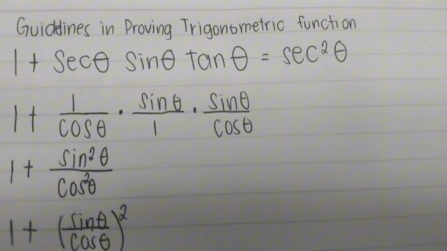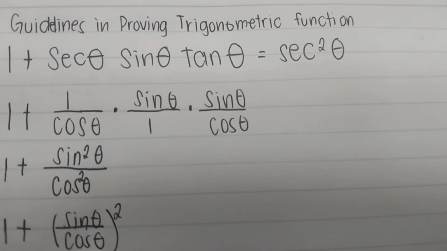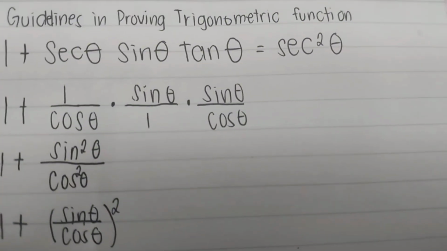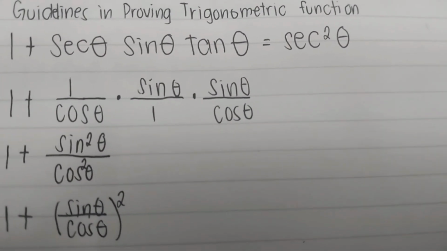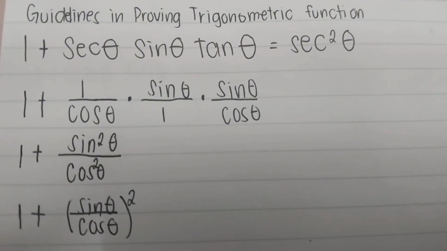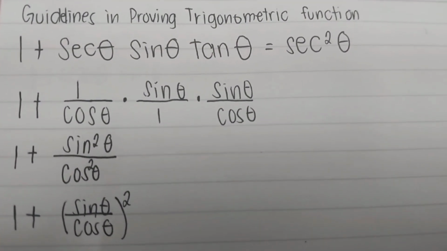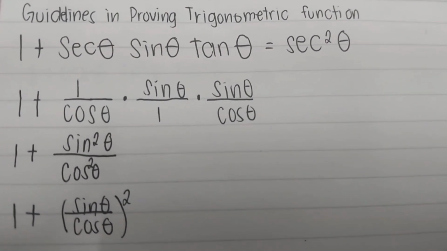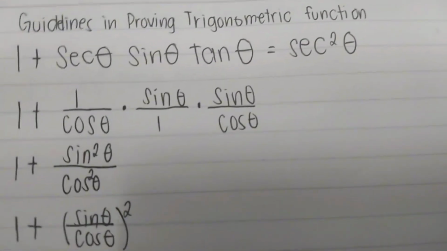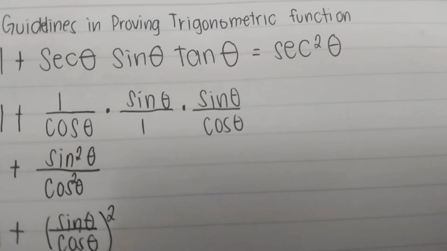Let's use this identity as an example: 1 plus secant times sine times tangent is equal to secant squared. The first thing we need to do is to work on the more complicated side, which is 1 plus secant times sine times tangent. After choosing which side to work on, we will now proceed to rewrite the problem.